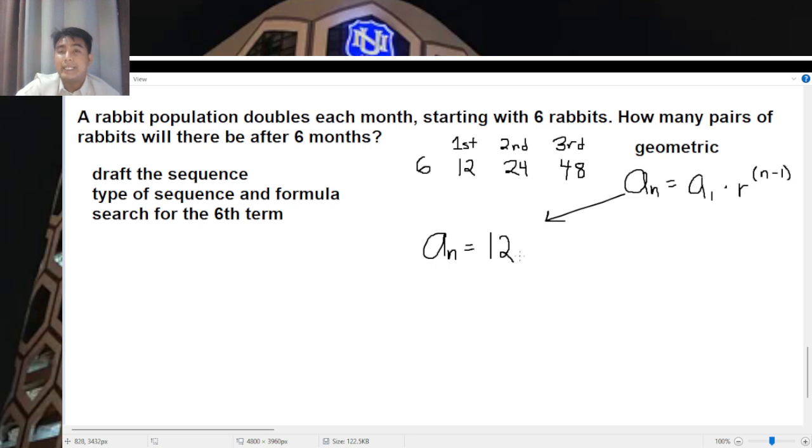And then, times the ratio. How much are they being multiplied with? 6 in order to become 12 would be 6 times 2. So that would be 12 times 2 raised to n minus 1. There you go.